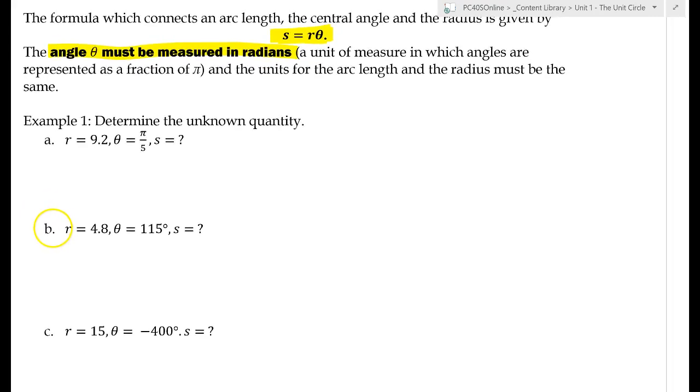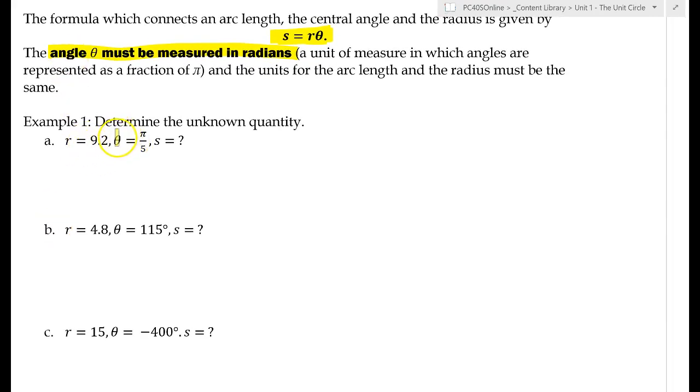So for example 1, we're given the radius, we are given our angle already in radians, so good news, this is in radians. We're asked for the arc length. So we simply plug and chug: 9.2 times pi over 5. Now, we're not specifically told we want exact values, so here would be a perfectly good example of where you can give a decimal for an answer. And when I punch this into my calculator, I get 5.7805.